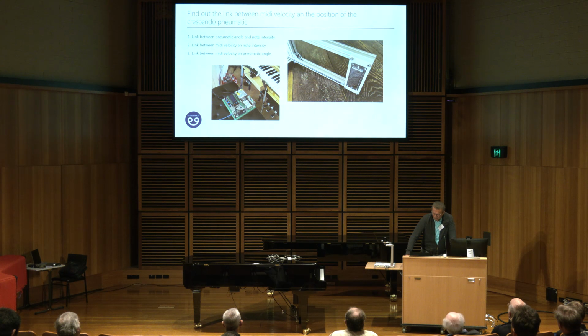With a self-made Welte roll that reproduces a series of notes at an increasing volume, we record it in the same way. We measure the position of the crescendo pneumatics and the amplitude of the string. Now we have two tables. When we link these tables, we thus know which position of the pneumatics corresponds to which velocity of the MIDI file.